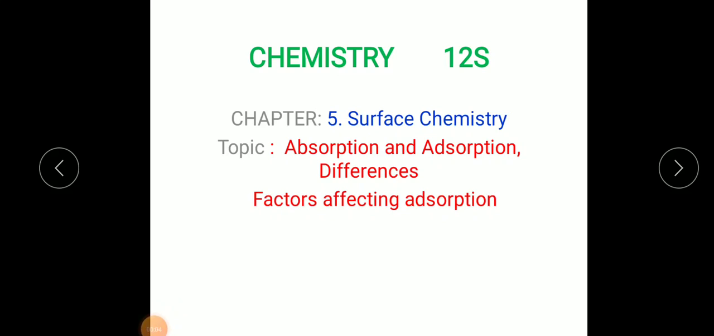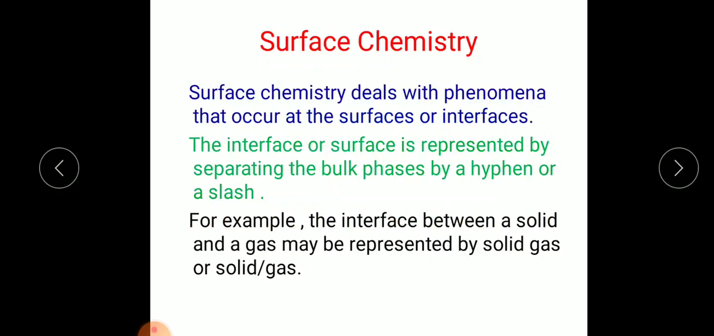Today you are going to start the last chapter of physical chemistry, that is surface chemistry. In this chapter, we are going to discuss absorption and adsorption. You can see the difference between them: absorption and adsorption, differences between them, and factors affecting adsorption. And after that we'll discuss catalysis as well. So the chapter name is surface chemistry.